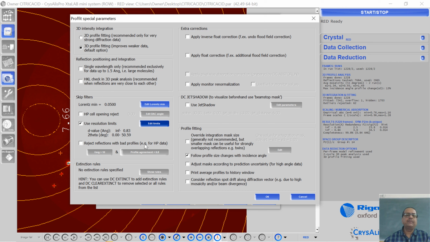Reject reflections with bad profile. At this point, we don't need to worry about that. In case the data turns out to be not so great, if there is a possibility that by increasing the constraints on the reflections, one may be able to improve the data reduction, one has to play with that. Otherwise, we don't touch any other parameters here. These are the default parameters.